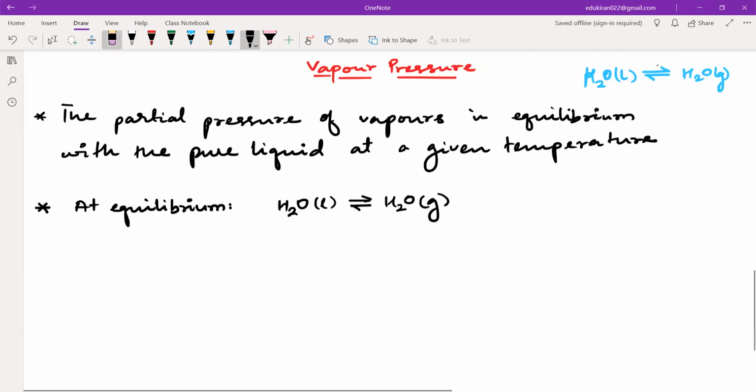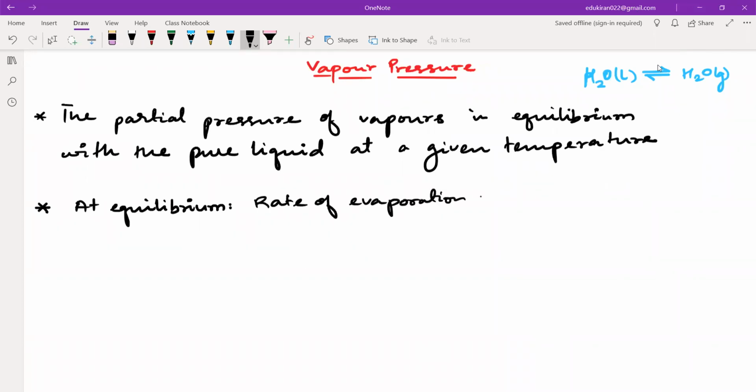So at equilibrium, sorry, I should not write it like this. This is the equilibrium reaction. But at equilibrium, the rate of evaporation is equal to the rate of condensation, right? And that is why you don't see any significant change.